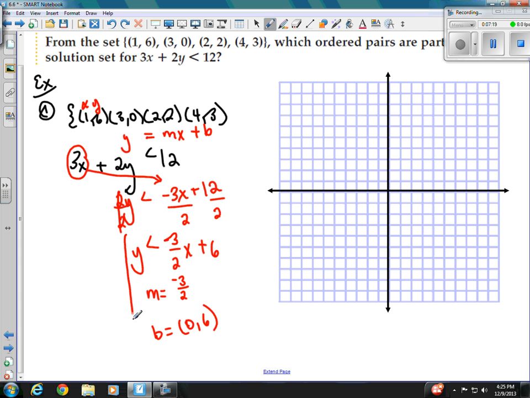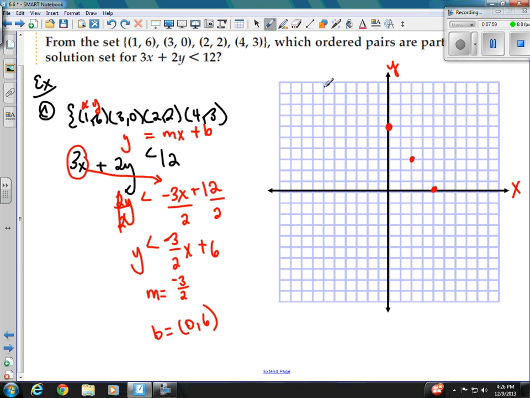And now we're going to graph this information we have right here. It's always the final product we always look to when we graph it. Okay? So my b, where I begin, tells me to begin at 0, 6. I'm going to go up 6 on my y-axis: 0, 1, 2, 3, 4, 5, 6. Then my slope is negative, so it tells me to go down 3, so down 1, 2, 3, and right 2. Down 3, right 2. So I've graphed my y-intercept and my slope.